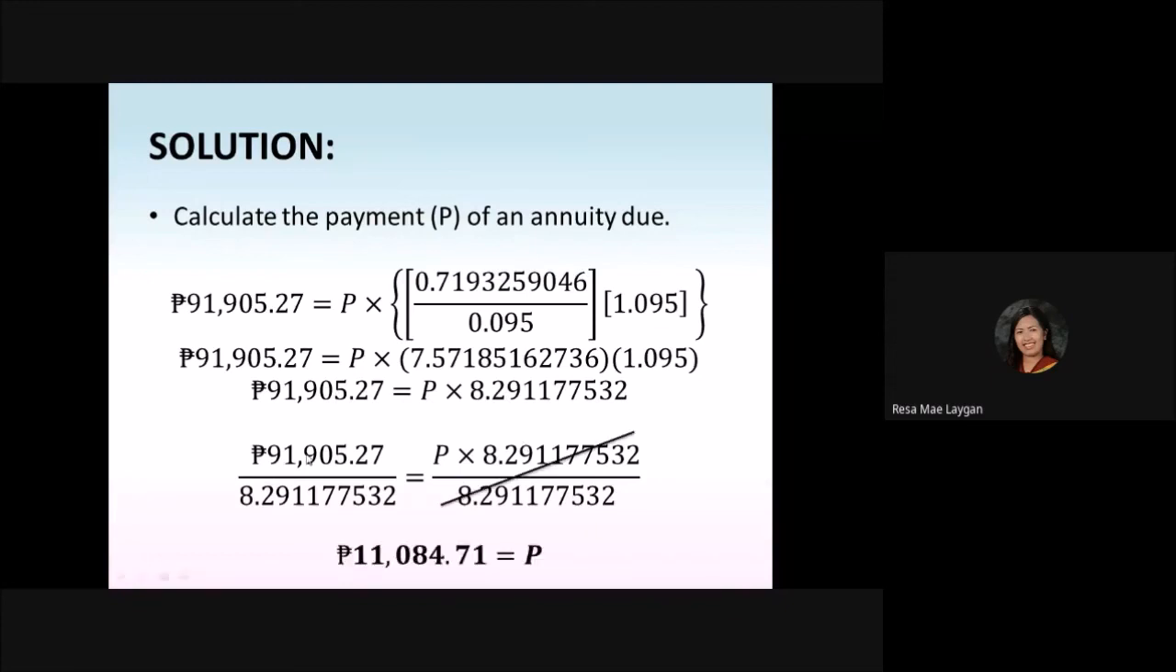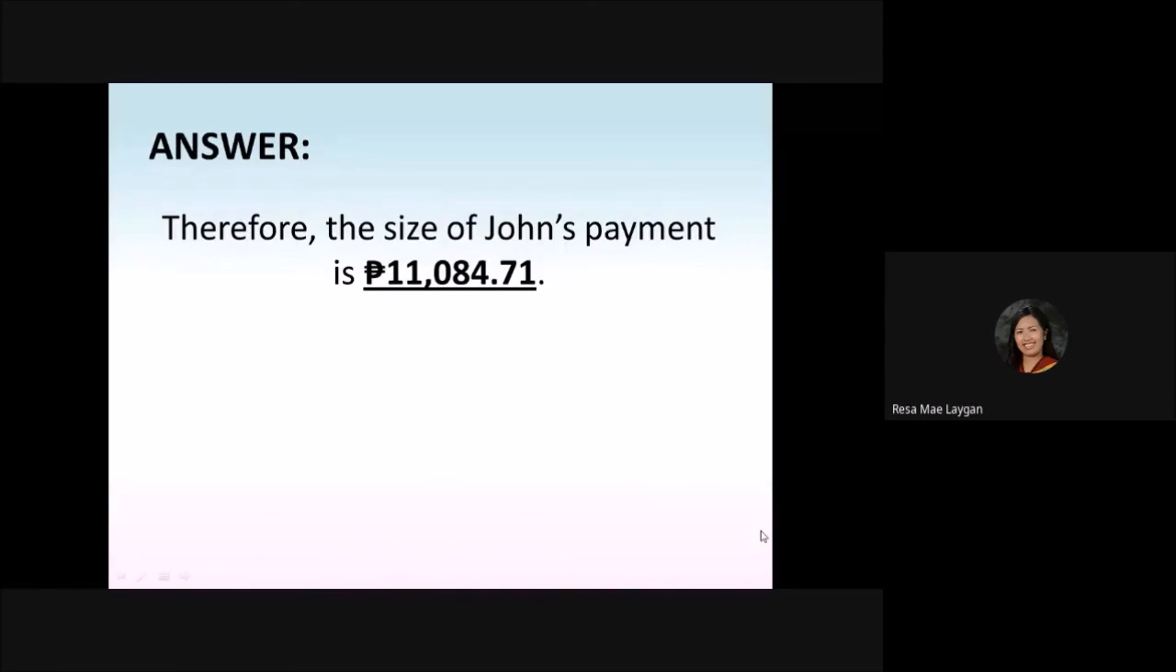Then dividing the 91,905 pesos and 27 centavos by this value, you will get the quotient of 11,084 pesos and 71 centavos. And this is your annuity payment. So therefore, the size of John's payment is 11,084 pesos and 71 centavos.